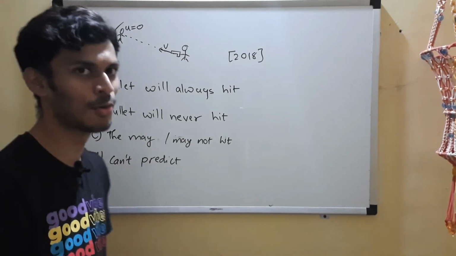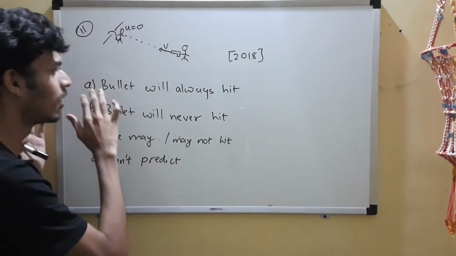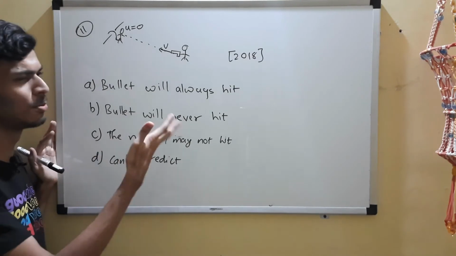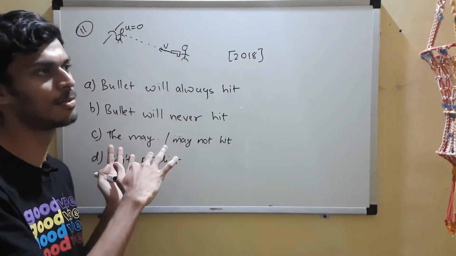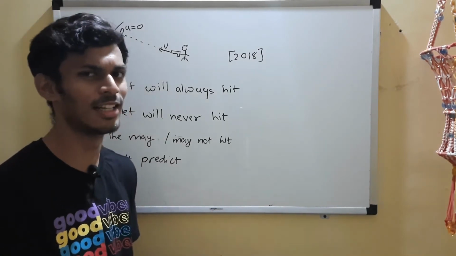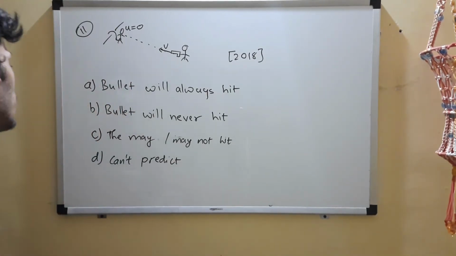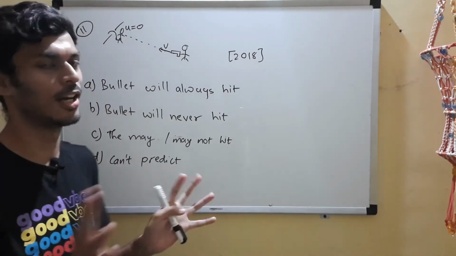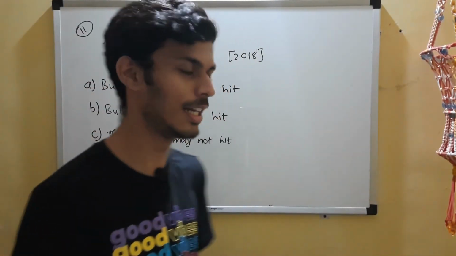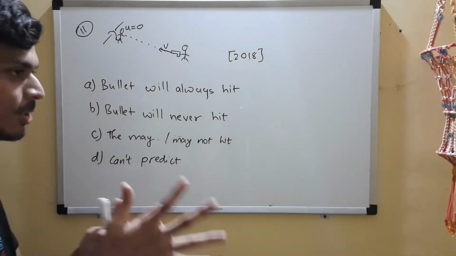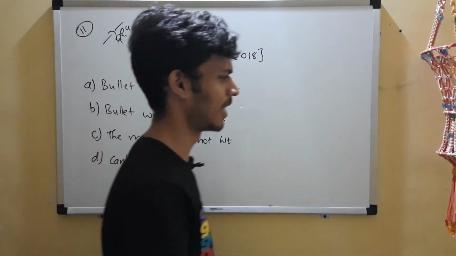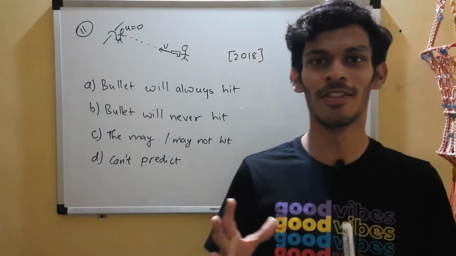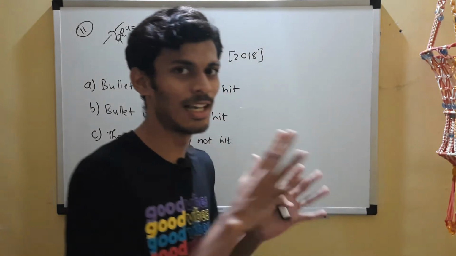So you just have to comment whether the bullet will always hit the monkey, will always miss the monkey, or may hit in some cases and may not hit in other cases, okay? That can also be an option, or it's totally unpredictable, I cannot predict that, okay? So actually you should go ahead and try this question, okay? Do try it. Now there is one big mathematical way of proving it, but we are going to do it by relative projectile motion, okay?